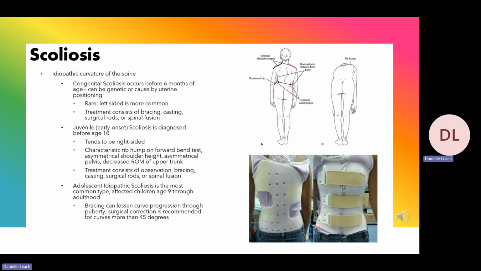Juvenile or early onset scoliosis is diagnosed before age 10. This one tends to be right-sided. So if you look at this diagram of the person, it's a good example. This one would be right-sided, and this person has a characteristic rib hump on the forward bend test. So you can see that on this person's right side, asymmetrical shoulder height, and asymmetrical pelvis. And also they can have decreased range of motion of the upper trunk.